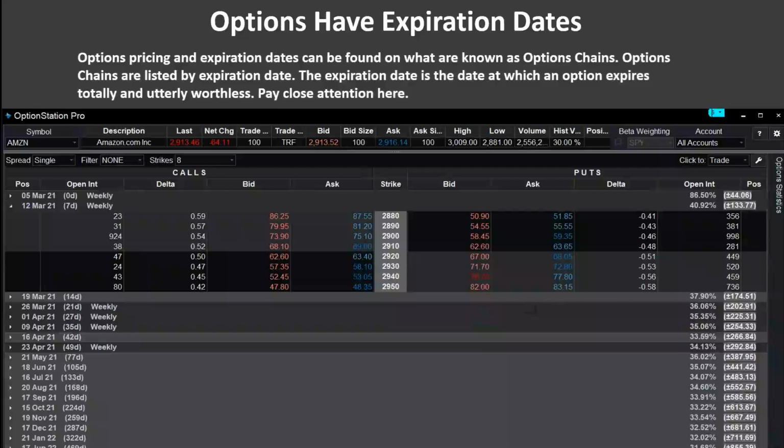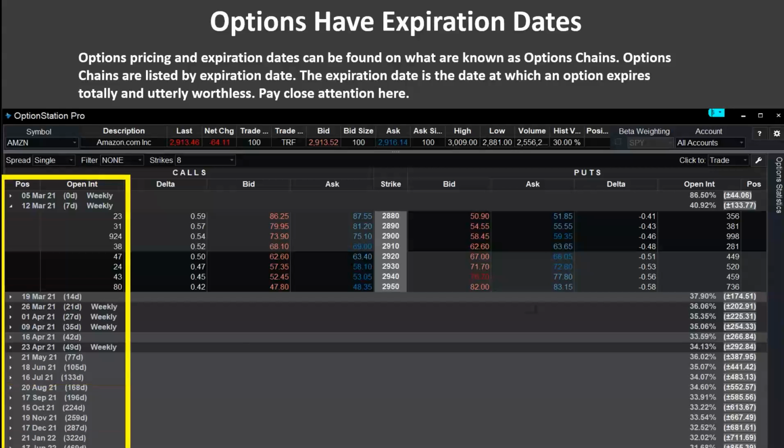All right, so points that I want to cover on options. I've covered these already in some videos, but I just want to do it in a more refined way, pointing out more specific details. Options have expiration dates. Option pricing and expiration dates can be found on what are known as options chains. The picture that you see on this slide is an options chain. Options chains are listed by expiration date. So on this options chain, the expiration dates are found here in this yellow square.